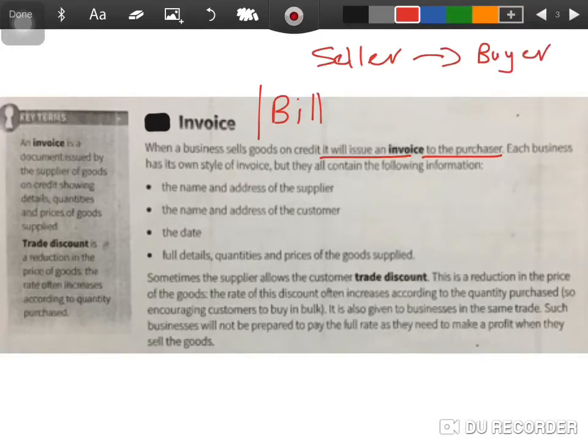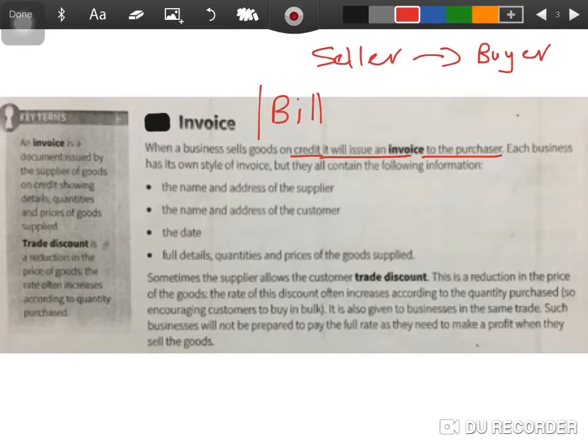right? Why? Because this is obviously a proof that the seller has sold goods to the buyer. So you see, it is only issued when credit sales have taken place. So I am going to issue an invoice to the buyer only when I have sold goods on credit, because when I sell on cash, there is a separate document that is going to be involved. We are going to learn about that in a separate video. But an invoice is when I sell goods on credit only, right?